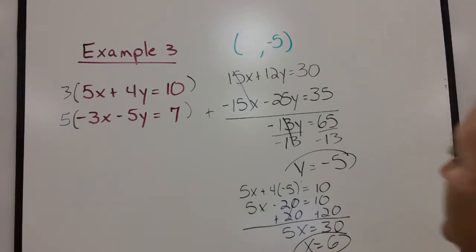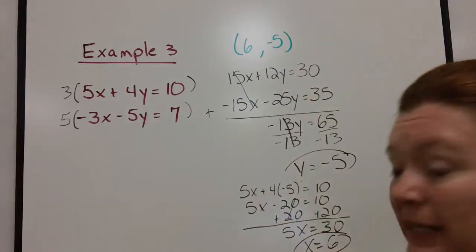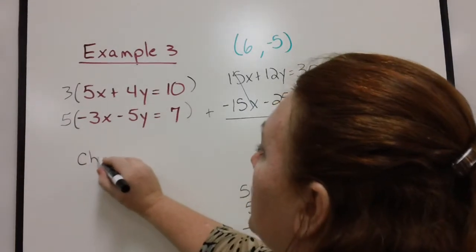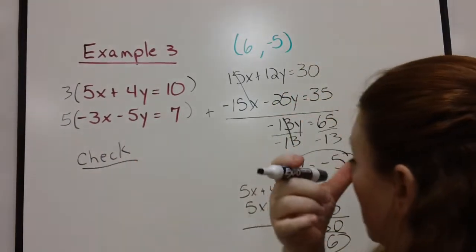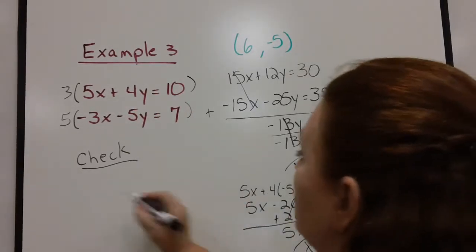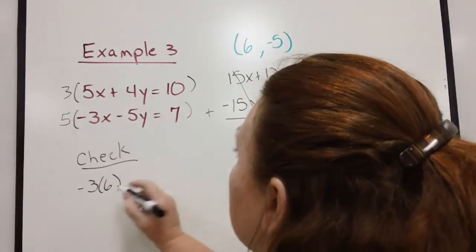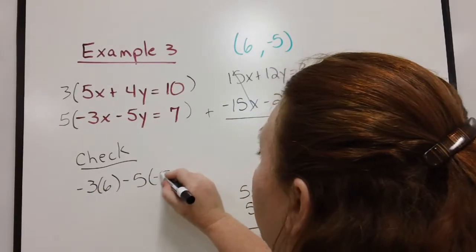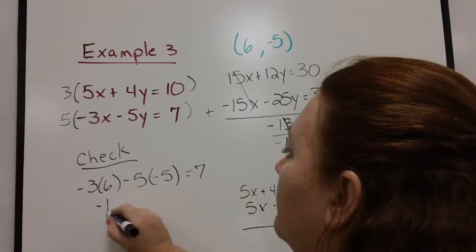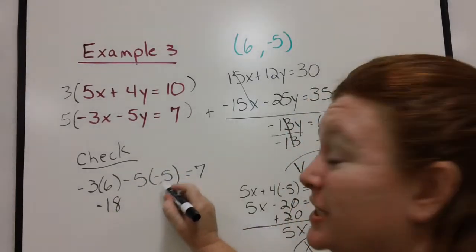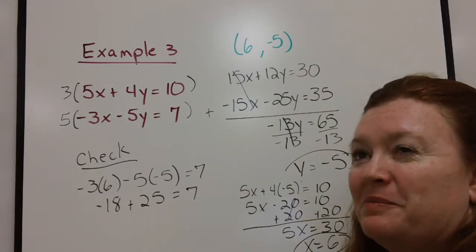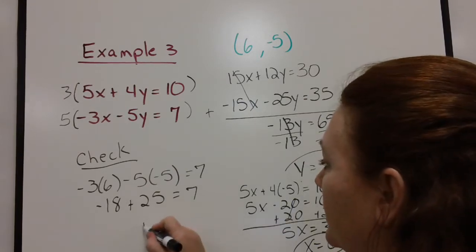I get that green marker out again. And I have one thing left to do, and that is to make sure I have the right answer. So I'm going to check my work. I just plugged this into the first equation, so I'm going to check my work with the second equation. Negative 3 times 6 minus 5 times negative 5. Ooh, watch those negatives. Be very careful. Negative 18 plus 25 equals 7. And negative 18 plus 25 does equal 7, so I'm good.